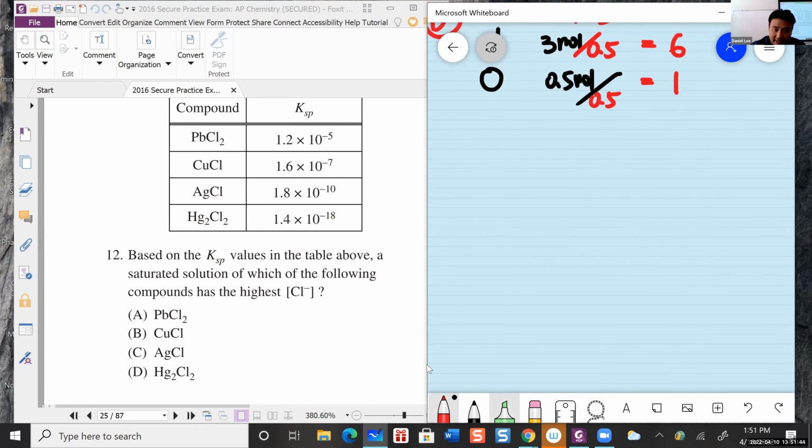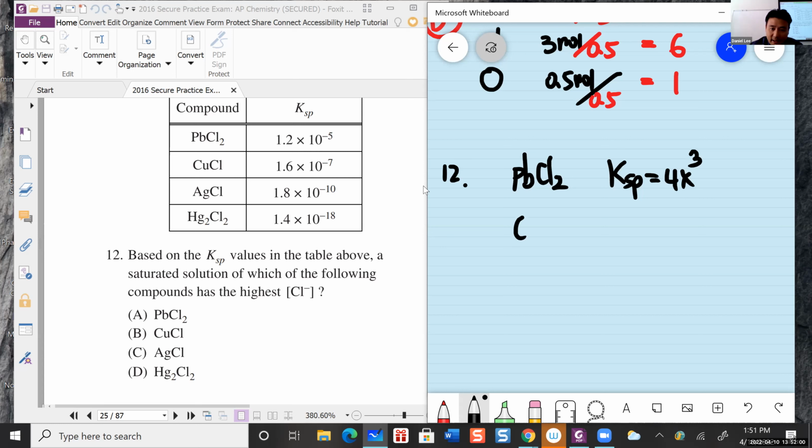Number 12 looks like a Ksp question. When you do a Ksp question, you gotta watch out for the number of ions. So if you look at the first one, PbCl2, there are 3 ions. So do you guys remember the Ksp is actually 4x cubed? If you have 3 ions, it's 4x cubed. And if you look at the second one, CuCl, there's 2 ions, so Ksp is x squared. And if you look at the next one, also silver chloride, 2 ions. So it's x times x, x squared.